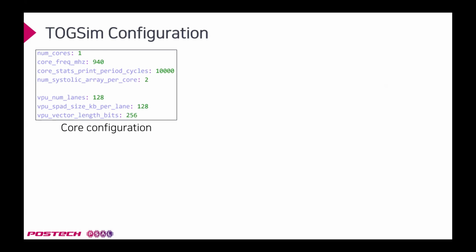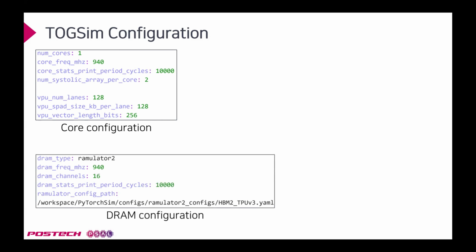Here is an overview of the full TorchSim configuration file. It's organized into several sections. The core configuration specifies the number of cores, clock frequency, and systolic array parameters. The DRAM configuration specifies the memory type, frequency, number of channels, and emulator config.